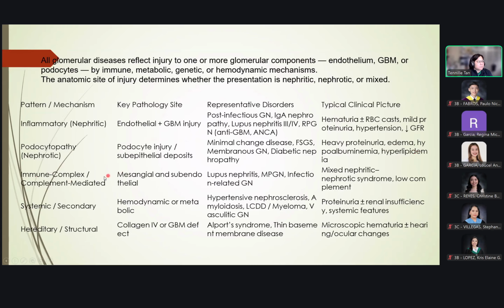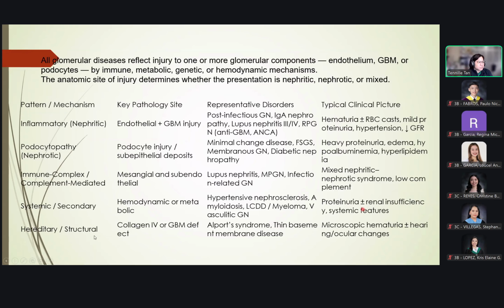You have your immune complex or complement mediated, where the key pathologic site is the mesangial and subendothelial regions. Representative diseases would be lupus nephritis, MPGN, and infection-related GN. The typical picture is mixed nephritic-nephrotic syndrome, and the patients will typically present with low complements. So systemic or secondary, so it could be hemodynamic or metabolic. Here you have hypertensive nephrosclerosis, amyloidosis, myeloma, vasculitic GNs, with proteinuria with or without renal insufficiency, and then the patient will have systemic features.